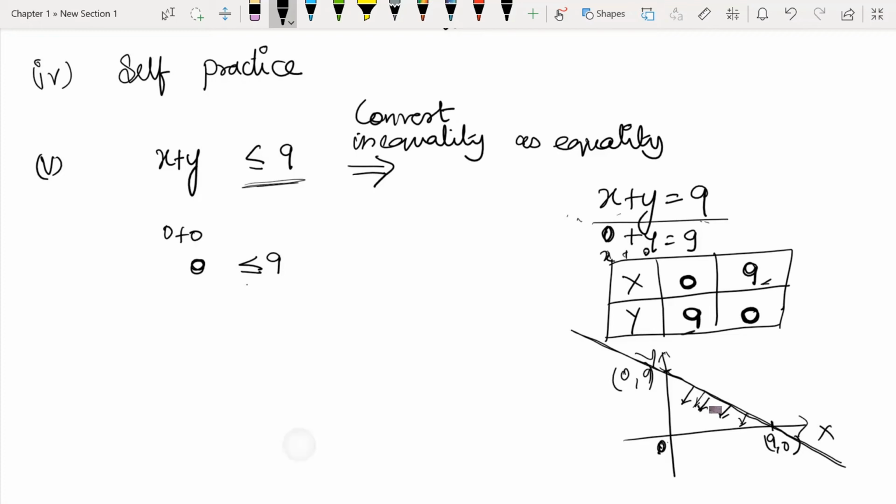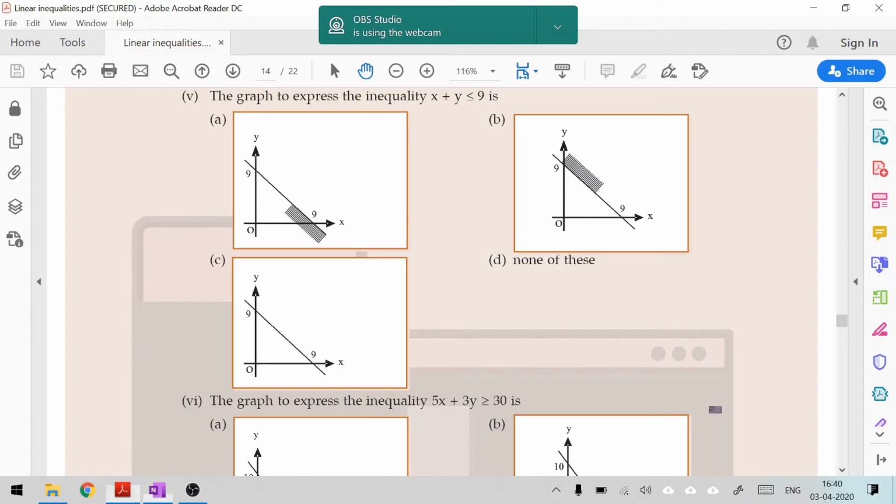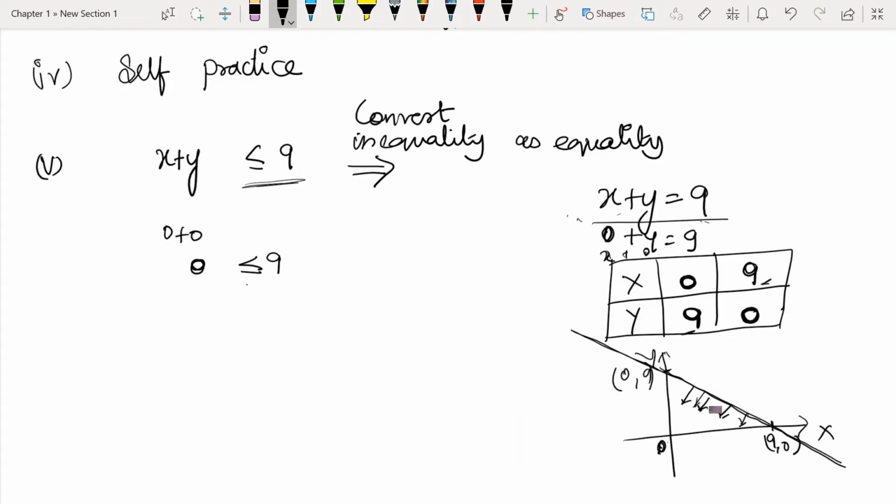So which option should I select? I should select option A. Okay, below the region. This option C does not give you any region. This is above the line. Above the line means greater than or equal to 9 will be there. This is below the 9. And if they say equal to 9 without any less than or equal to symbol, it is only equal to 9, then you will select option C. Now in this case it is option A.